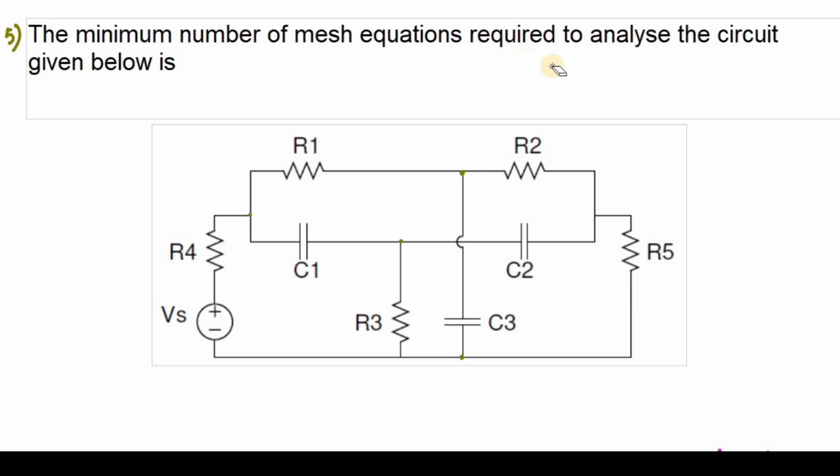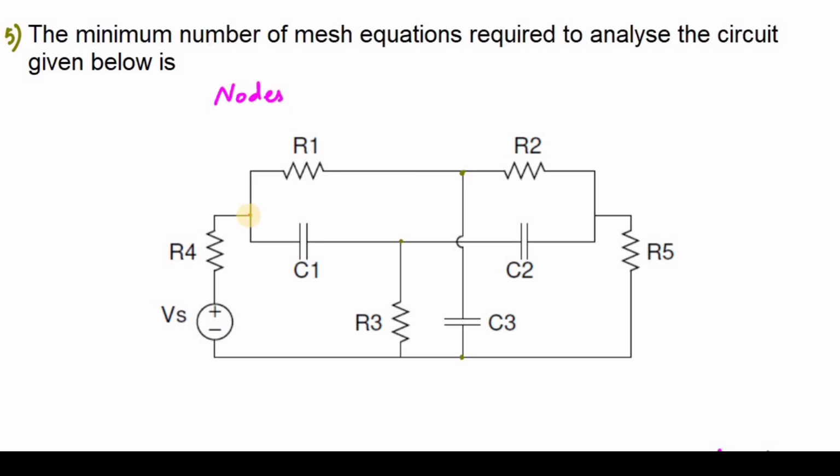The question is: find the minimum number of mesh equations which are required to analyze the given circuit. So I need to first find how many nodes there are. This is the first node, this is the second node, this one is the third node, this one is your fourth node, and this one is your fifth node. So the number of nodes is 5.